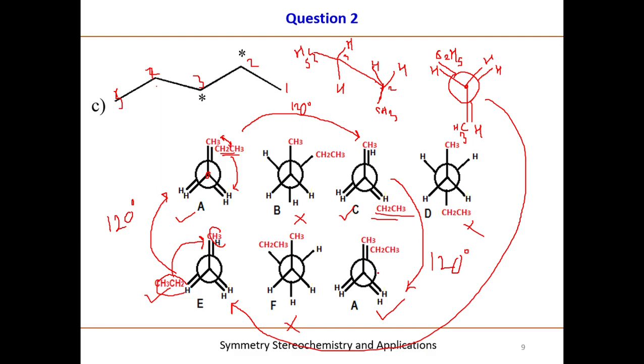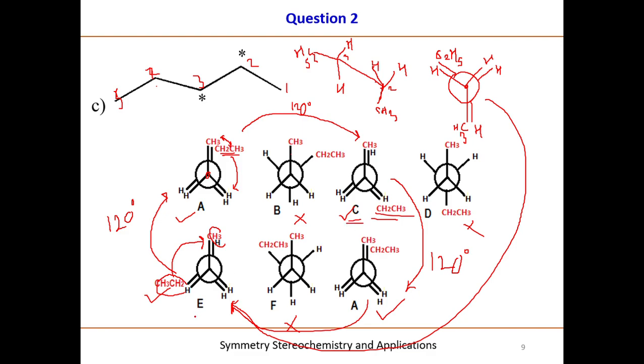You can see here, and the further rotation will give this one again. So you can write all the conformations by rotating just one carbon here. Okay, so these are the eclipse conformations of n-pentane, but the most stable one is C and E.